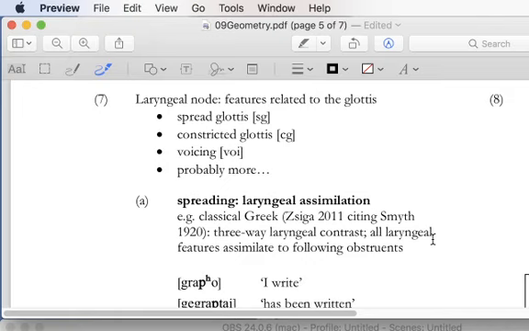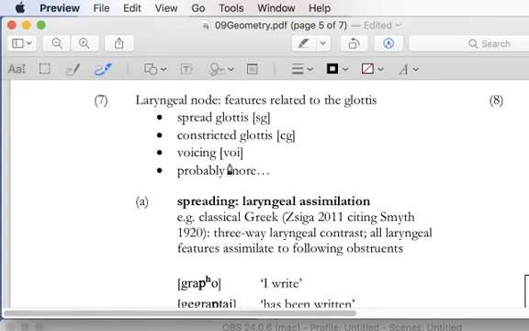We have features like voicing. Obviously, this is the one that we've looked at the most. So voiced versus voiceless consonants. Also constricted glottis, where segments like ejectives and glottal stops are going to be plus constricted glottis, and also spread glottis. So segments like h, the glottal fricative, and all aspirated stops are going to be spread glottis. And so the claim here is that all of these features pattern together in the phonology as well.